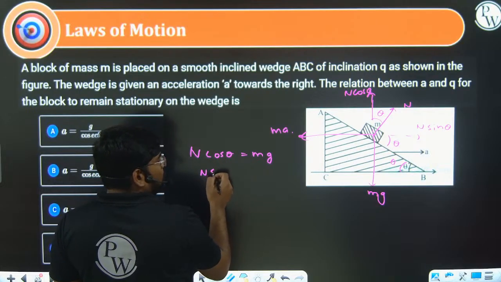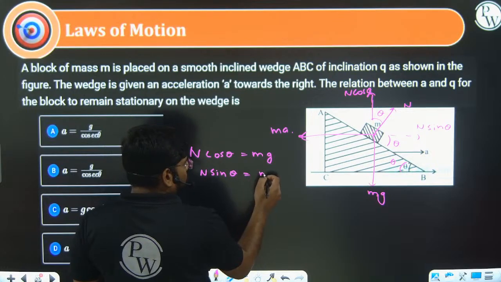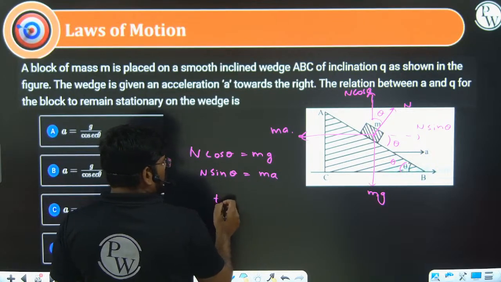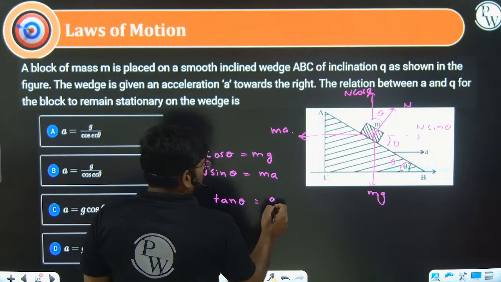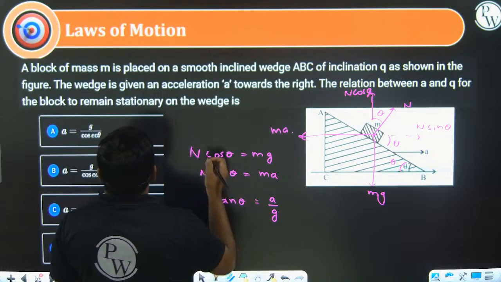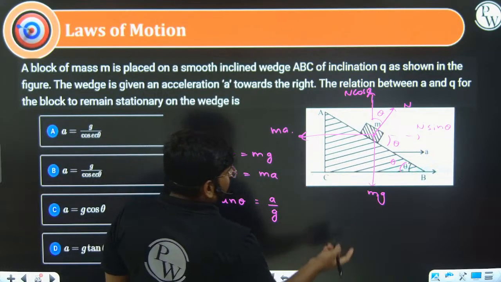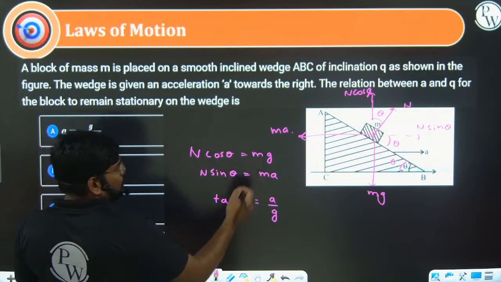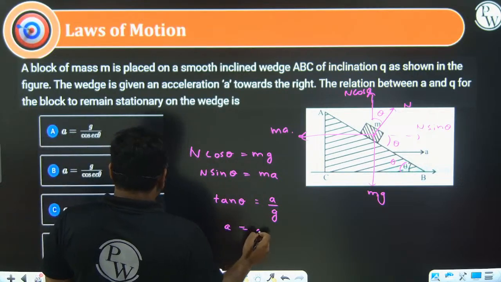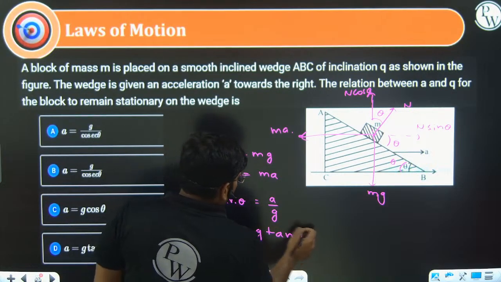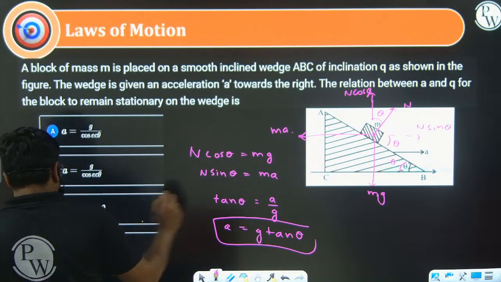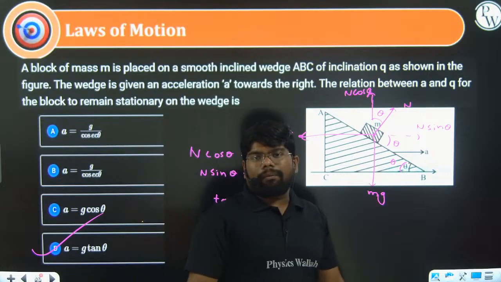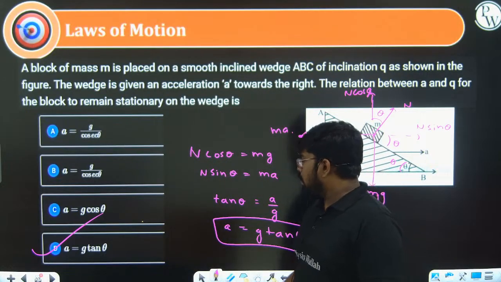What is N sine theta doing? It is balancing the pseudo force. If you divide, tan theta is equal to a by g. So what we want to find is the relation between a and g. So a is equal to g tan theta. This is the acceleration required. So the answer will be a is equal to g tan theta. Okay, so these are the questions that we have been seeing.